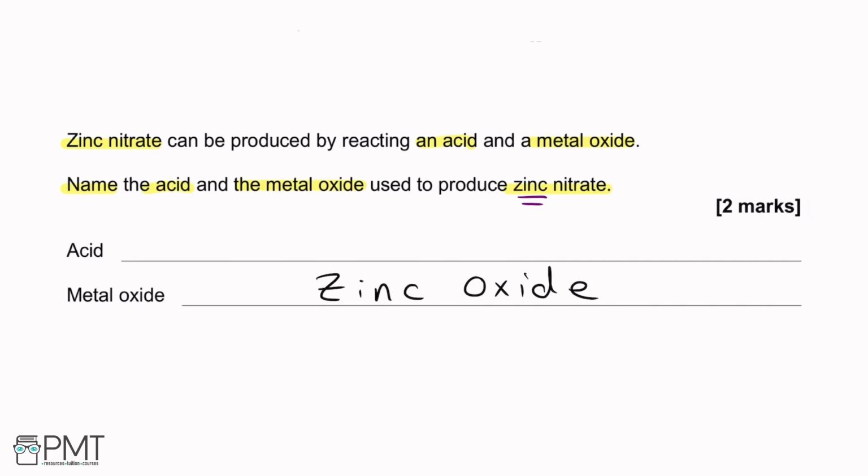So now let's think about the acid. So we're looking to produce zinc nitrate. So we need to get nitrate ions from somewhere. So where can we get nitrate ions from? Well, we could use nitric acid, okay, which has the formula HNO3. Okay, so your nitrate ions are your NO3- ions.